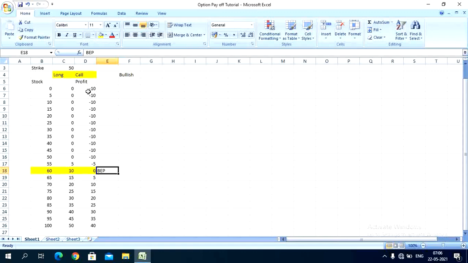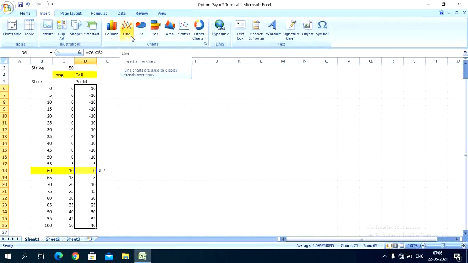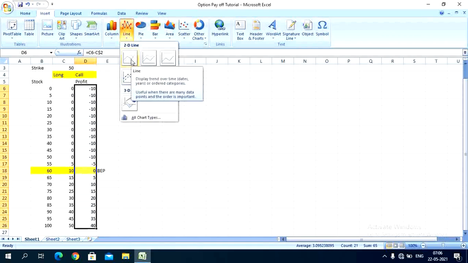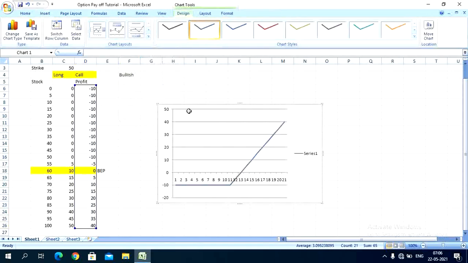Now let's draw the payoff diagram of it. Okay, so I'm just selecting this, then I'm going to insert. There you will be getting a line chart. You can click on any line chart. Okay, just a second. It would be looking like this. But see here, the intervals are like 1, 2, 3, 4. But did I select intervals of 1, 2, 3, 4 like this? No, I have selected 5 intervals like 0, 5, 10, 15, 20, 25 like this.